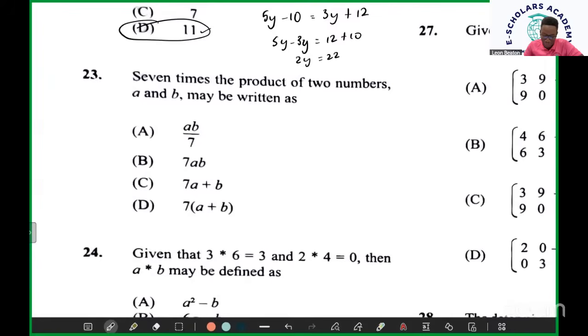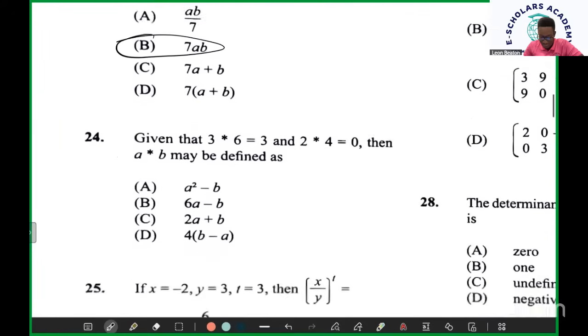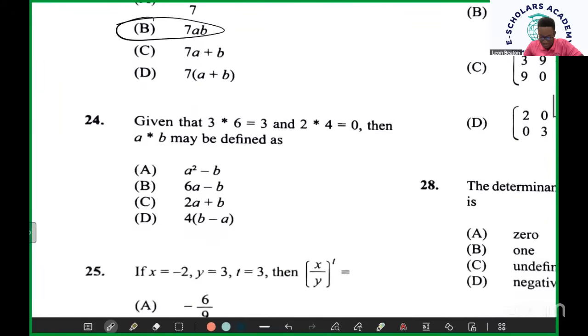7 times the product of two numbers, A, B, is written as, this is B. I don't know the number here. All right, so I think this answer should be C.